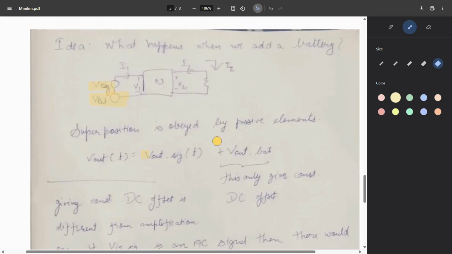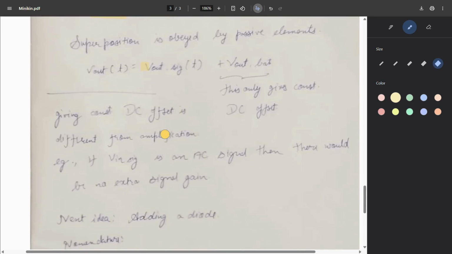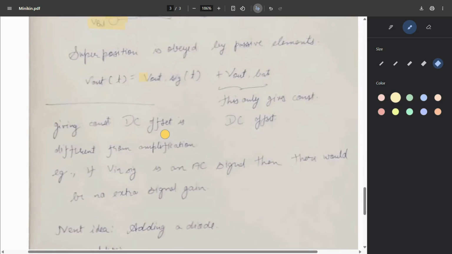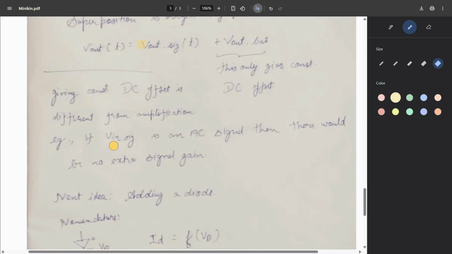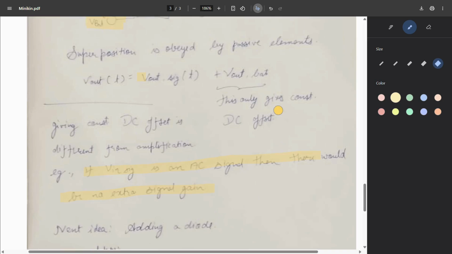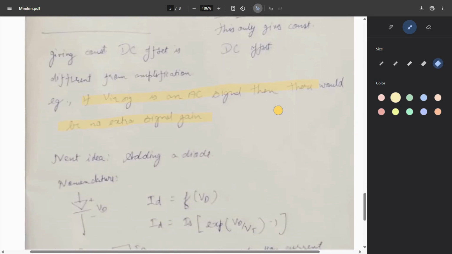What I mean by constant DC offset is that V in signal, which we are giving, could be an AC signal. So giving a constant DC offset doesn't guarantee that it is amplified or not. It is also written here: if V in signal is an AC signal, then there would be no extra signal gain, as we all could see. AC signal is different from DC, and giving a constant DC offset will not amplify it, it just changes the value.